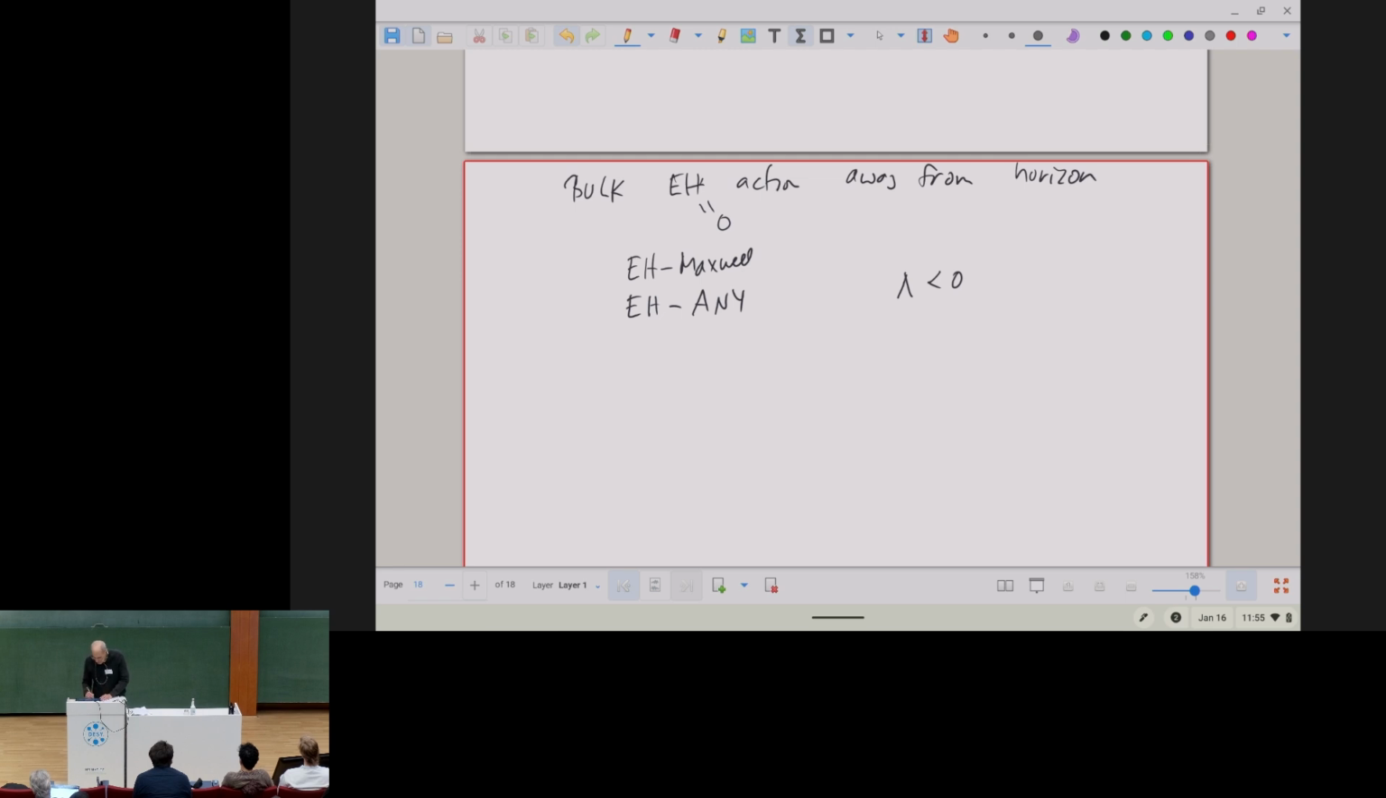But if the bulk action isn't 0, then just because it's a local integral, it would be beta times something, where something is independent of beta. And that would again be 0. So no matter what the theory is, neither the boundary term at infinity nor the bulk action is going to contribute to the entropy. So the entropy will have to come entirely from the horizon.